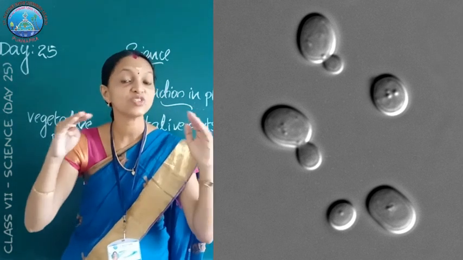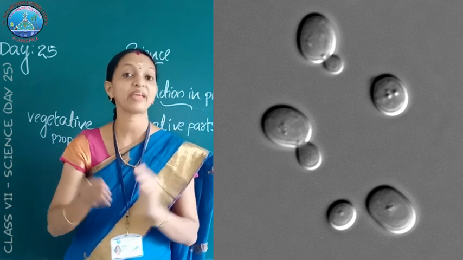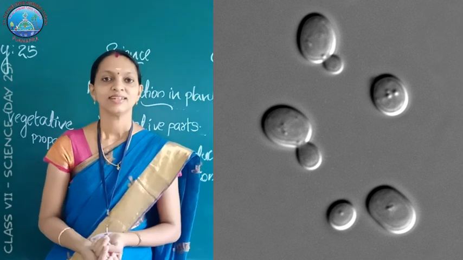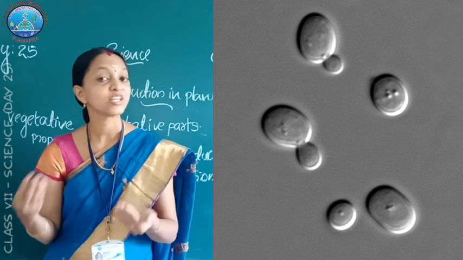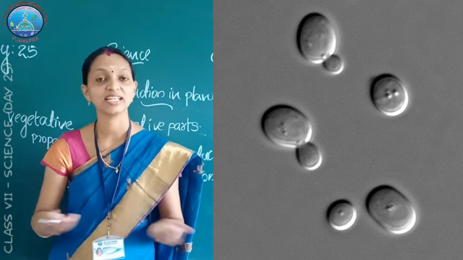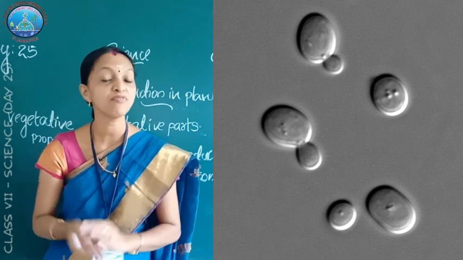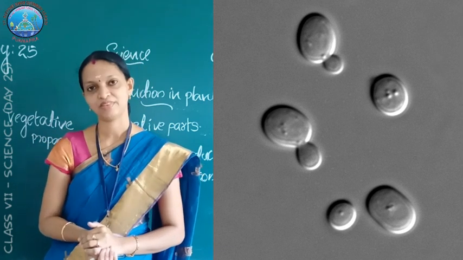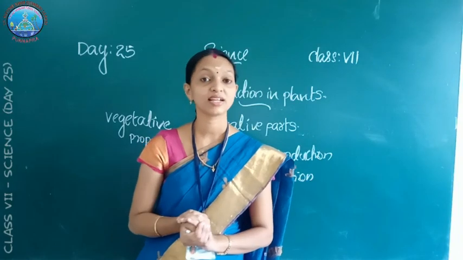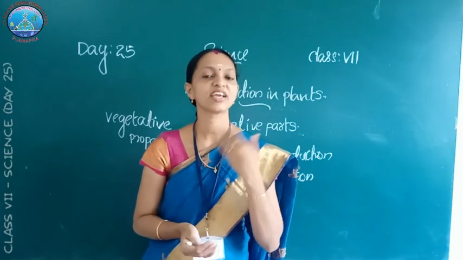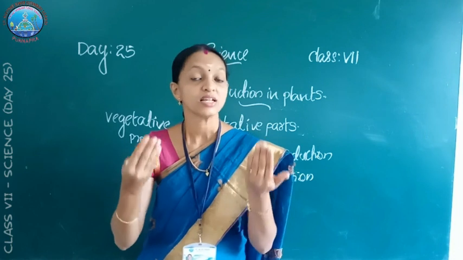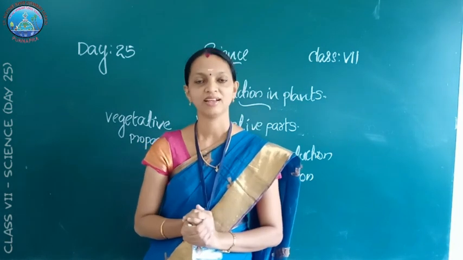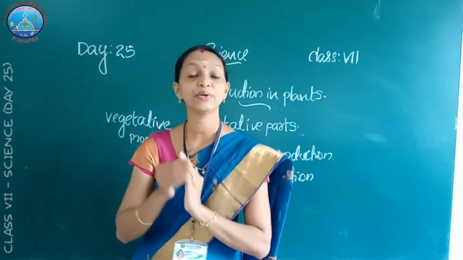The bud gradually grows and detaches from the parent cell and produces a new yeast. The new yeast cell grows, matures and produces more yeast cells. That is one type of vegetative propagation or asexual reproduction. One of the microorganisms, yeast. Yeast can produce some bulb-like projections on the outer surface of the body, and the bud is formed into a new yeast.